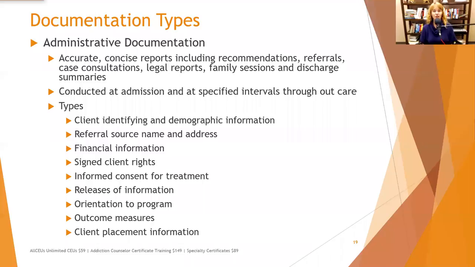So types of administrative documentation: your client identifying and demographic information, referral source name and address, financial information, a signed client rights document, a signed informed consent for treatment document, any releases of information that you need, a signed orientation to the program indicating that the client did receive orientation, outcome measures that help identify whether your program is being successful, and when Jim Bob meets these criteria, he or she is going to be ready for discharge. And client placement information. That goes back to your ASAM or your LOCUS.